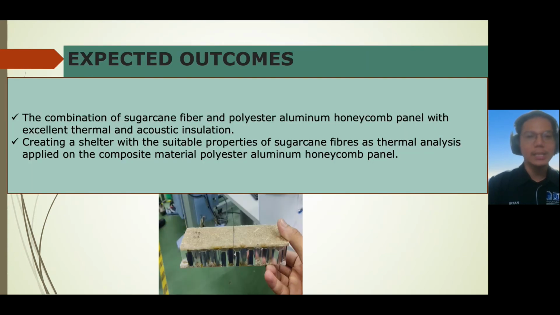Okay, the expected outcome. The combination of sugarcane fiber and polyester aluminum honeycomb panel with excellent thermal and acoustic insulation, and we are creating a shelter with suitable properties of the sugarcane fiber, as thermal analysis is applied on the composite material polyester aluminum honeycomb panel. And as we can see in the picture below is the cell of the sugarcane fiber with polyester aluminum honeycomb sandwich.